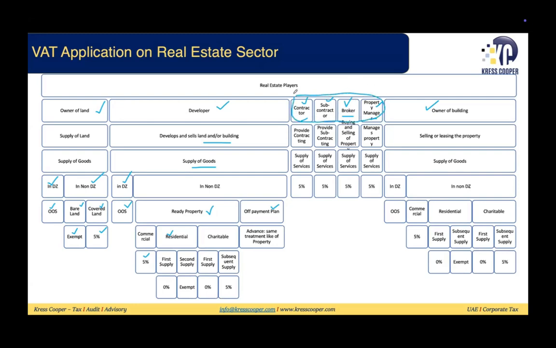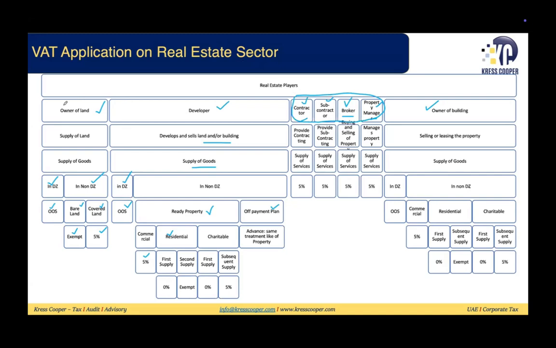So contractor, subcontractor, broker or property manager, all these are services. All these parties are providing services. And if the property related to these services is within the UAE, then it will be subject to tax at 5% straightforwardly. If the property is outside the UAE, even if these players, contractor, subcontractor, broker, or property manager, are based in the UAE, as per my understanding, it will not be zero rated, it will be out of scope because the place of supply has shifted from the UAE to the area where the property is exactly located. Owner of the building.